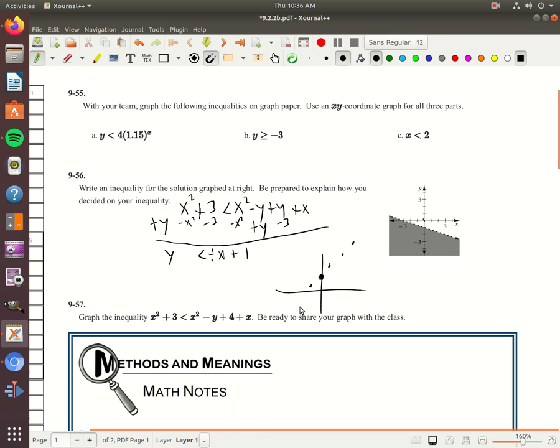All right, this is going to look something like this. I want to shade, looks like less than, so I'll shade below it. And again, if I plug in 0, 0, it looks like it's going to be true. So 0 is less than 0 plus 1. 0 is indeed less than 1. So I feel pretty good about that.